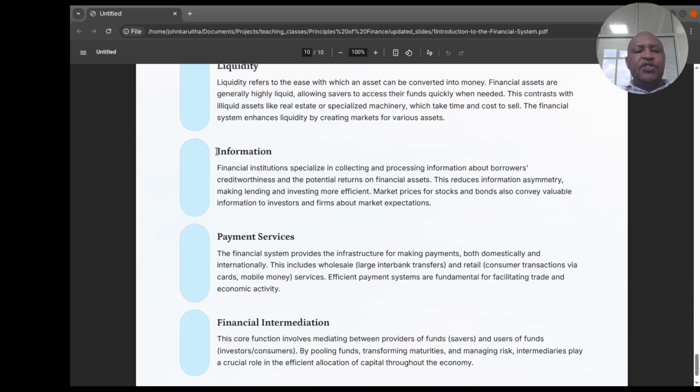Information. The financial system collects a lot of information. You'll be surprised. A company like your bank knows more about you than you know yourself. They know how you spend, they know all your incomes, they know where you spend your money, because mostly if you use even the phone, they know where you are making those payments. They know what kinds of goods you like buying. So they have a lot of information about you.